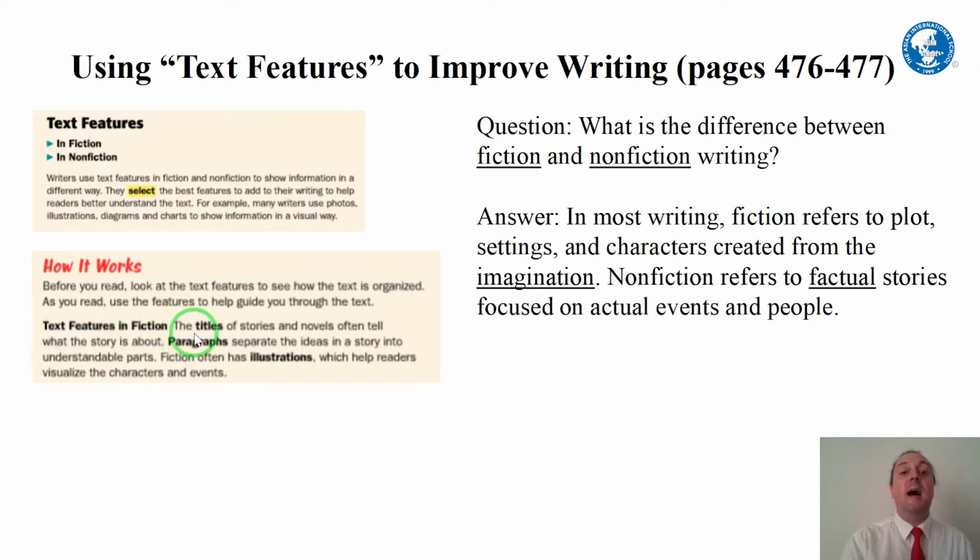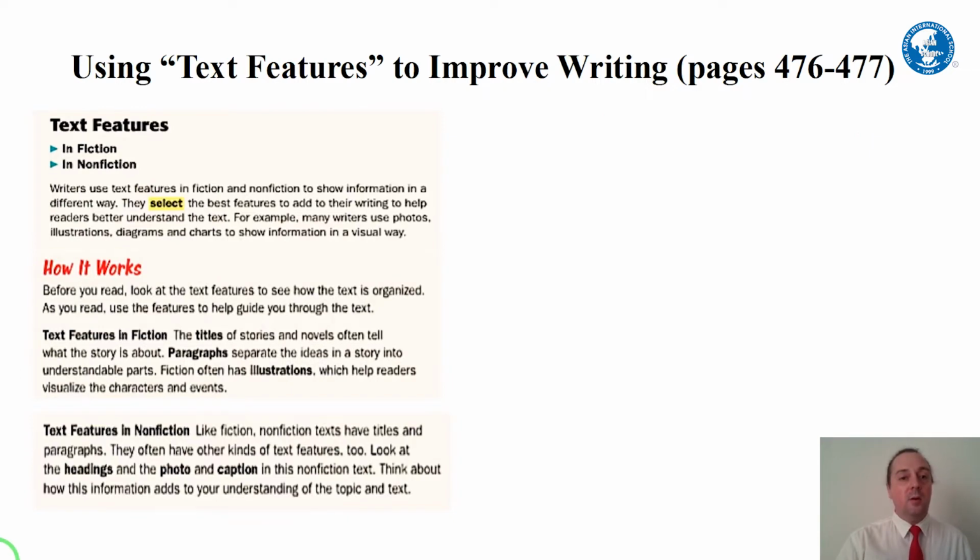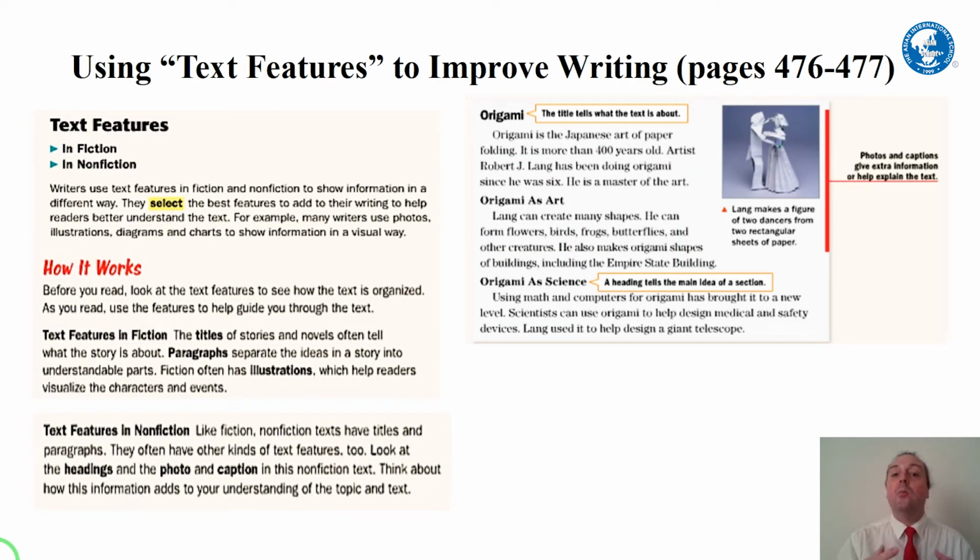Text features in fiction. The titles of the stories and novels often tell what the story is about. We use paragraphs to separate ideas into understandable parts. Fiction often has illustrations or drawings which help people visualize the characters and events. So what about nonfiction? There are also text features we use in nonfiction. Okay? We have titles and paragraphs to break up the information into smaller pieces that are easier to read. They often have other kind of text features like headings, photos, and captions in this nonfiction text. And think about how this information adds to your understanding. Okay? So now we'll look at a text and try and figure out what are the text features they use to make this text easier to read.